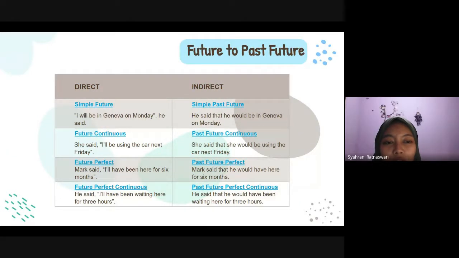For simple future, you have to change to simple past future. For future continuous, you have to change to past future continuous. For future perfect, you have to change to past future perfect, and then for future perfect continuous, you have to change to past future perfect continuous. For the example, you have to see in the presentation.